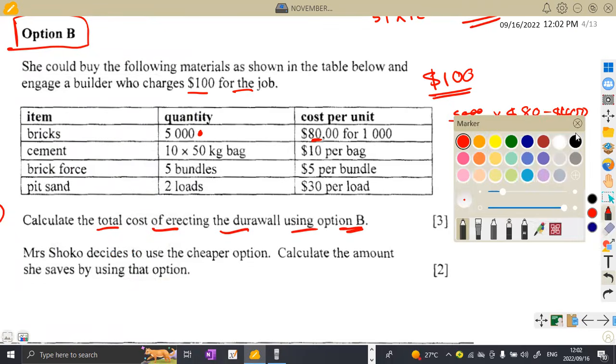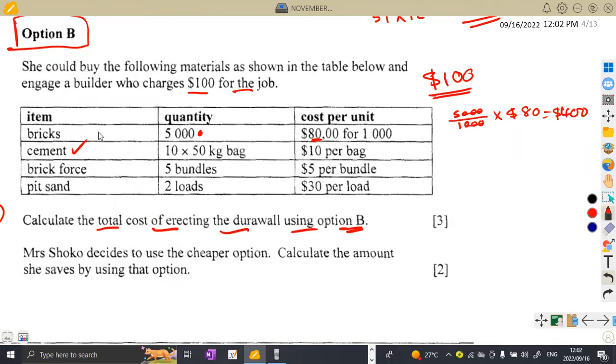Then we move on to the cement that is needed. So the bricks are done. The cement is 10 times 50 kg. So which means we need 10 50 kg bags. Okay, but it's $10 per bag. Each bag requires $10. And how many are they? There are 10 bags that we need. So it's going to be 10 times $10, which is $100. So we need $100 for the cement. Then the brick force, we need 5 bundles, but it's $5 per bundle. So it's going to be 5 times $5, which is $25.